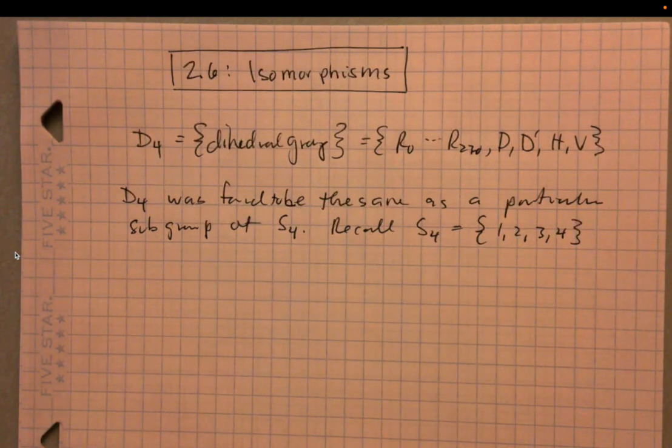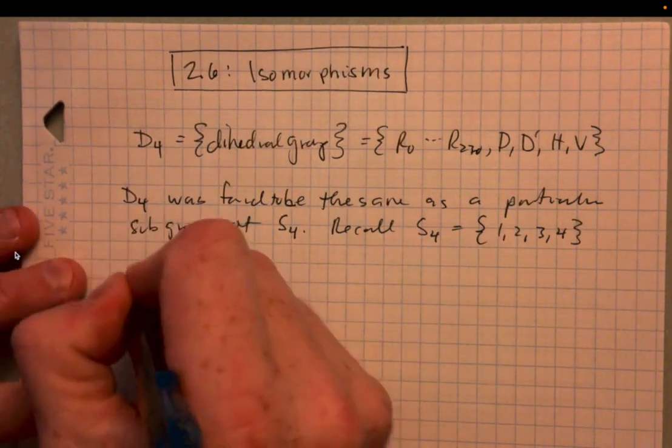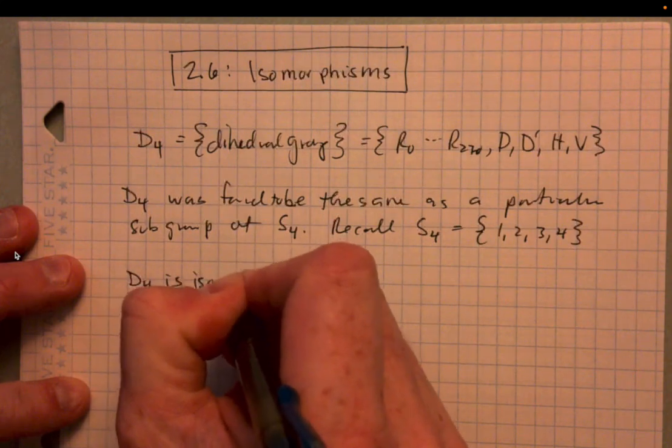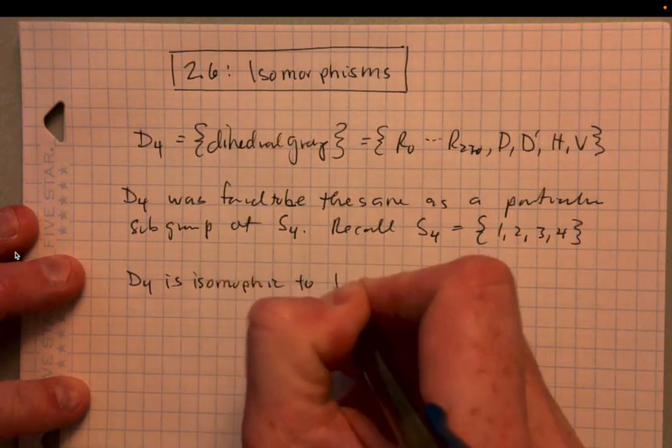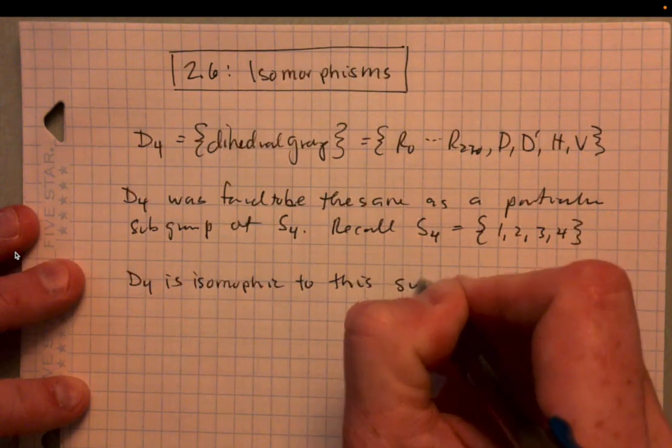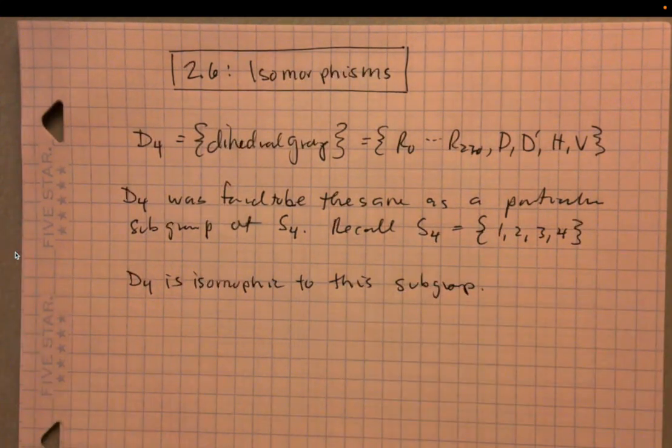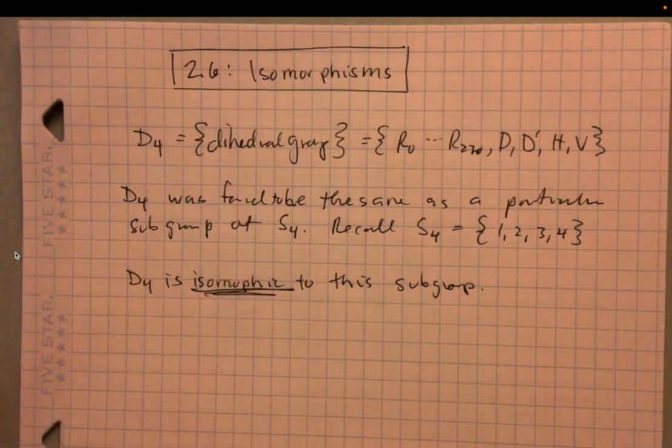And so D4, the dihedral group, when thought of as the symmetries of the square, and this subgroup of S4 are what can be thought of as groups that are isomorphic to one another. D4 is isomorphic to this subgroup. And so this term isomorphic is going to be the subject of this section. So let's go ahead and define isomorphic and isomorphism.